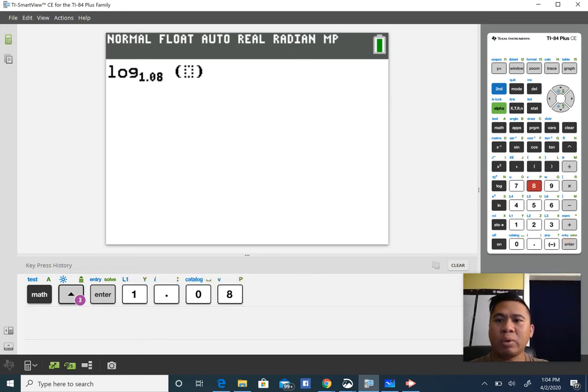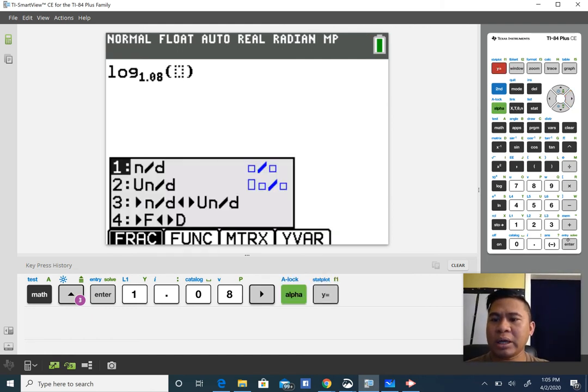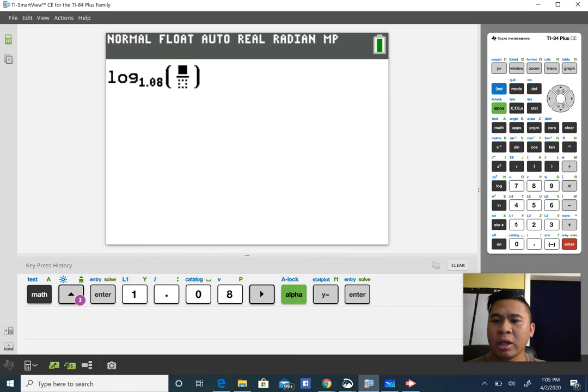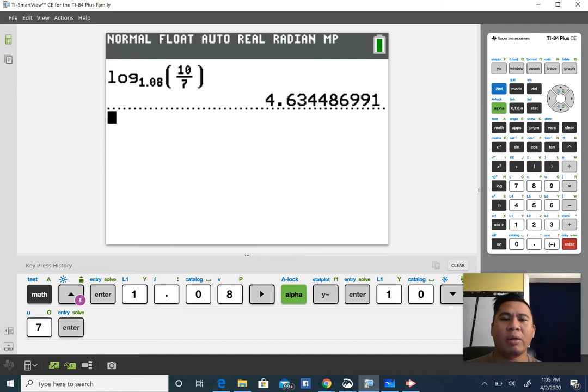Then we press right so that we go inside the parenthesis, and I'll put in there 10 over 7. In this case, I can put a fraction: alpha, y equals, enter for our fraction, and I'll put 10 over 7. And let's see what the answer will be. That'll be 4.63.